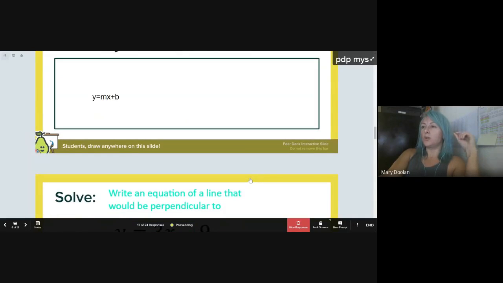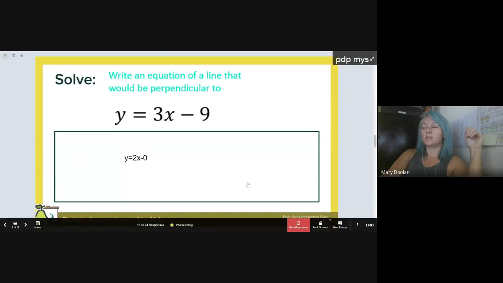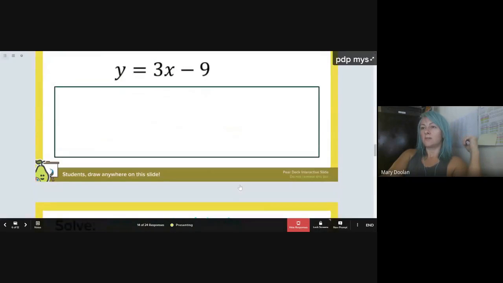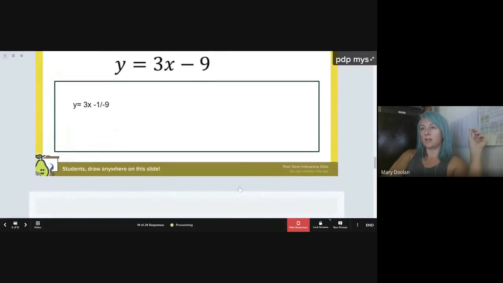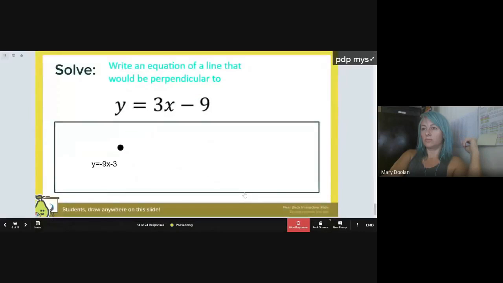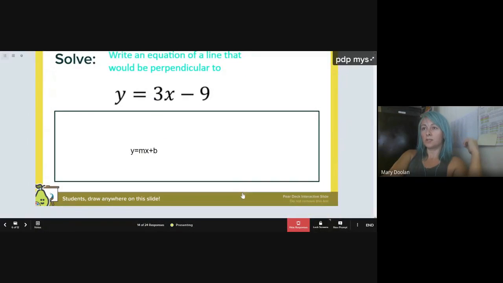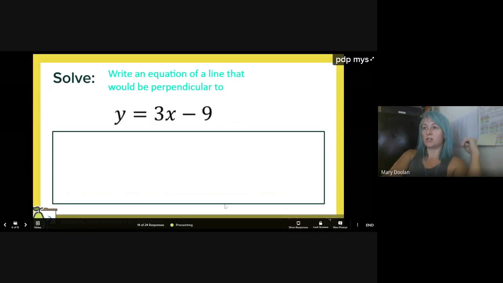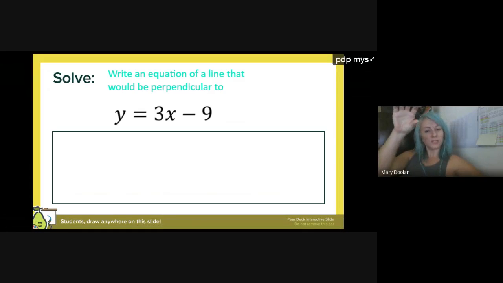So what would an equation of a line be? And there's actually an infinite amount of answers, okay? I have to change something about that equation to get the right slope. My slope is 3 because 3 is the coefficient of the x term. And if I want the opposite reciprocal of 3, turn 3 into a fraction by putting a 1 in the denominator. Flip it and change the sign.